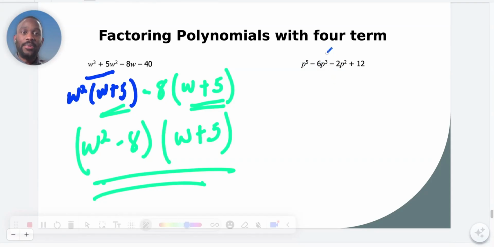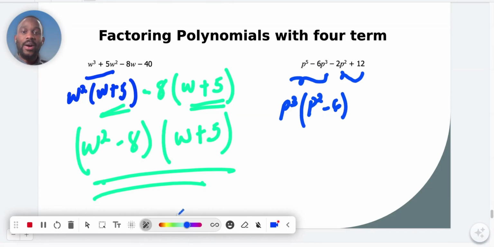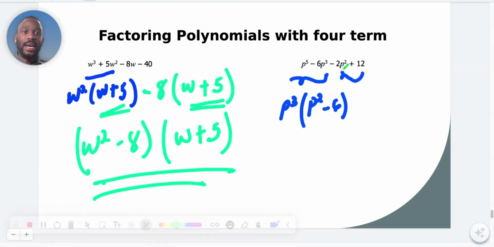At this point, I'm going to divide this expression into 2. I'm going to look at the first 2 terms, factor them alone, and then look at the next 2 terms, factor them alone. If you look at these 2 terms, the common factor that you can factor out is p to the third. And in here, the first term will reduce to p squared minus 6. So that is factored. Now I'm going to factor the next 2 terms alone.